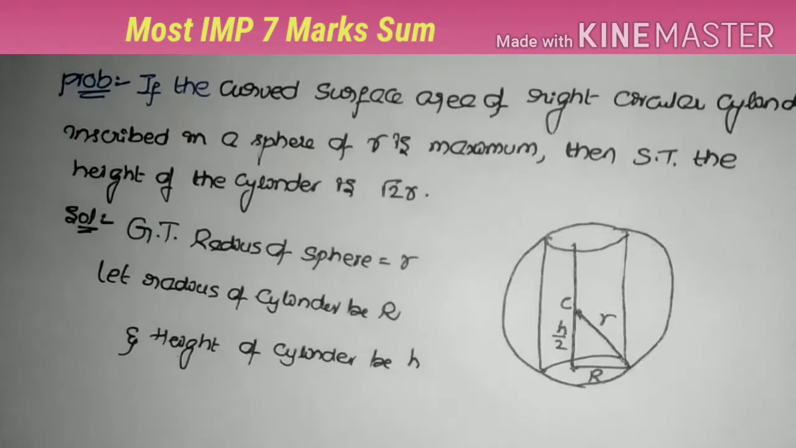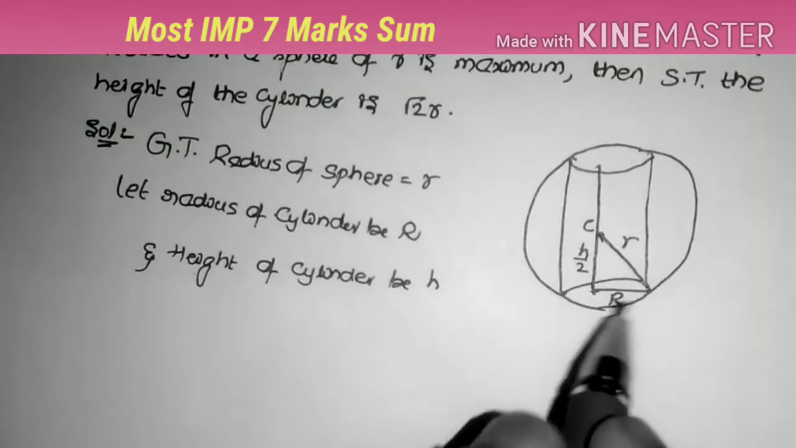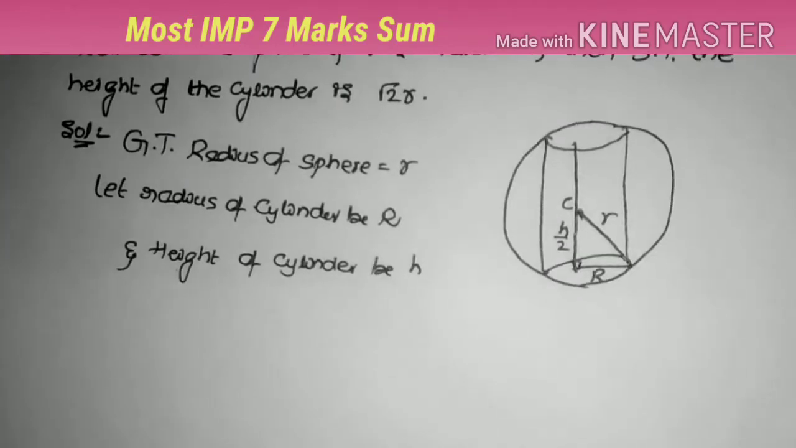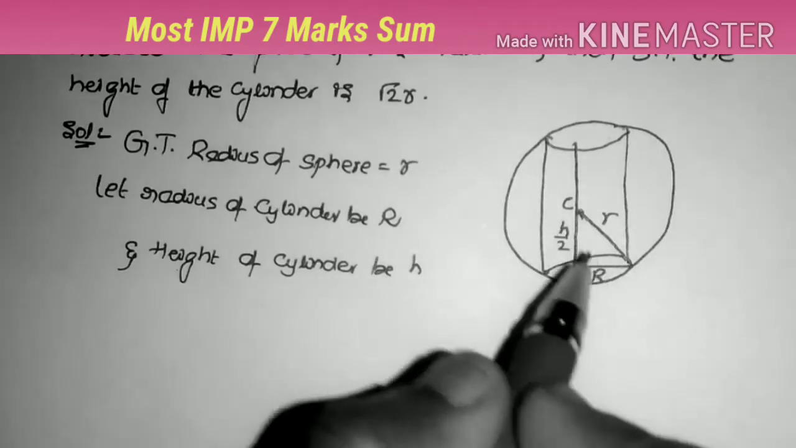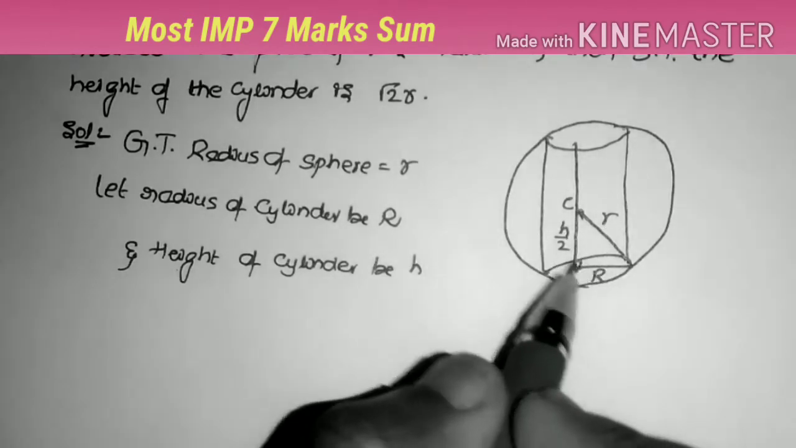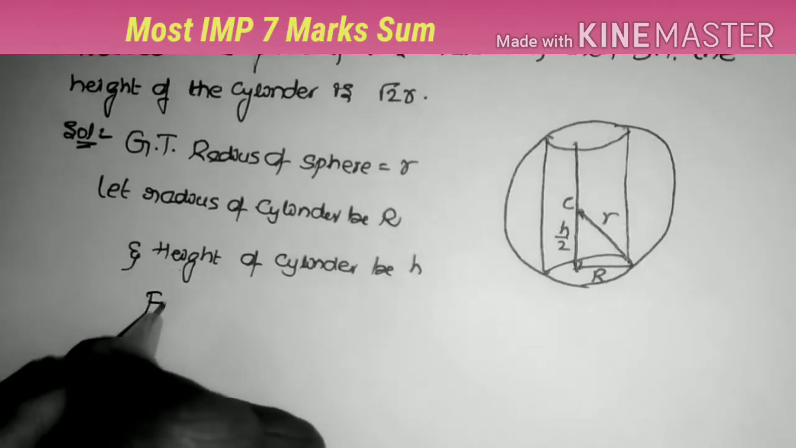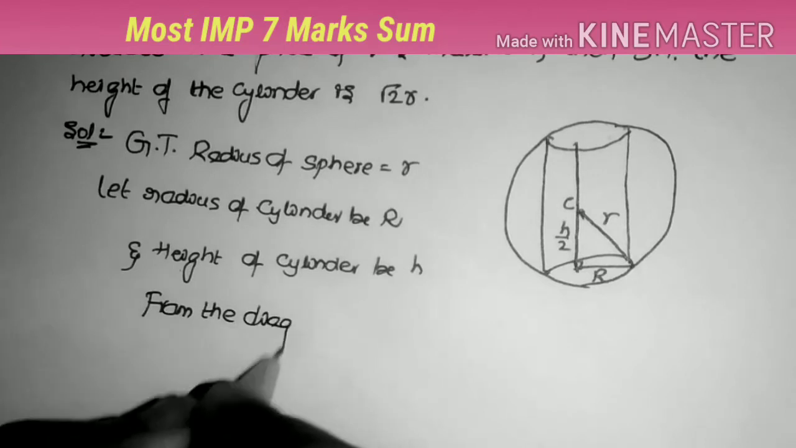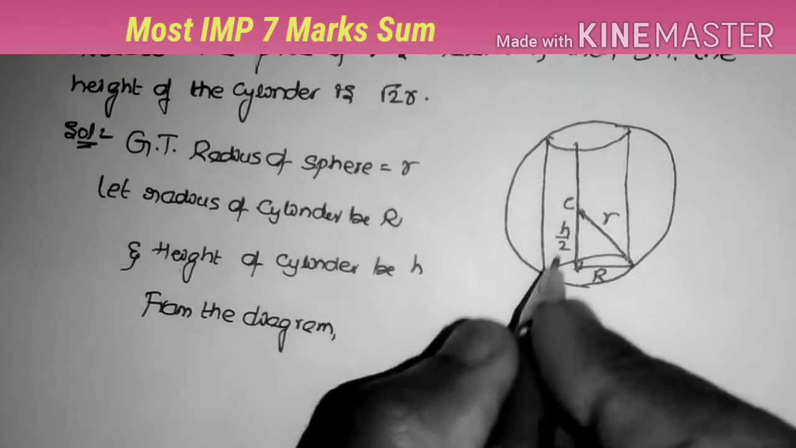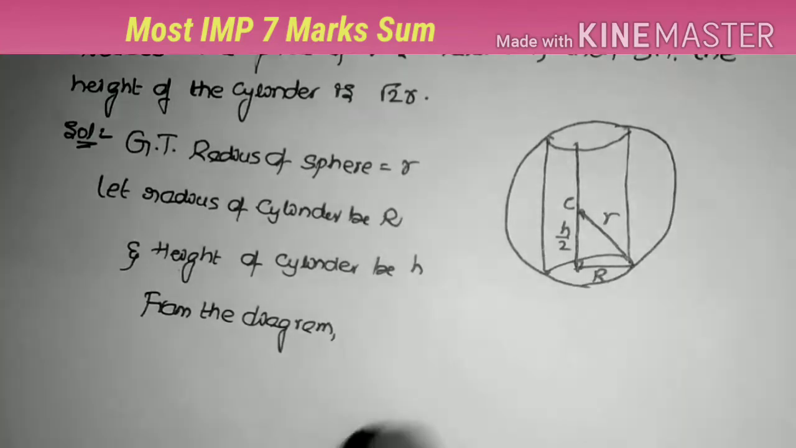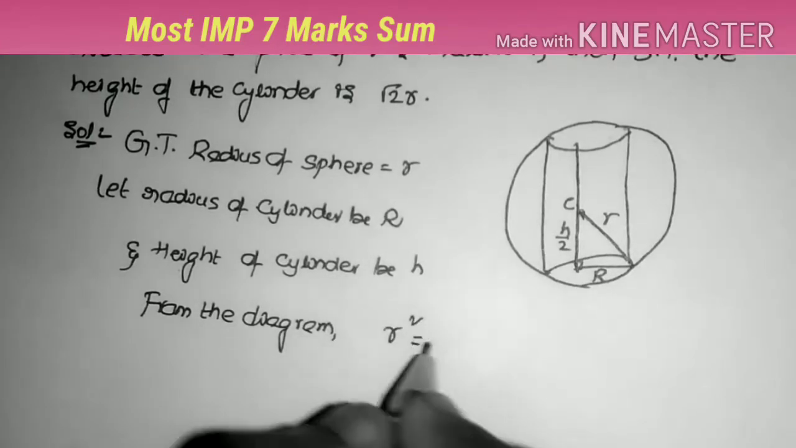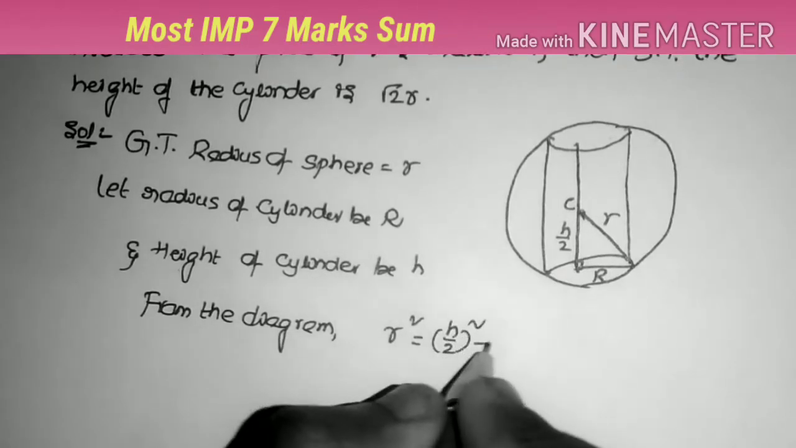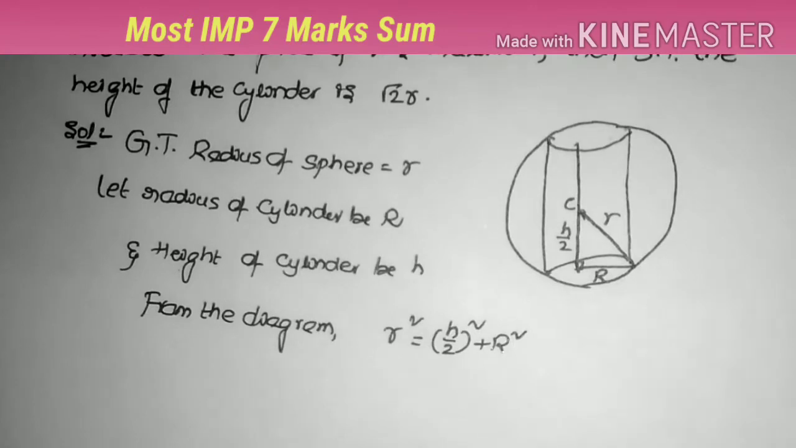From the diagram, clearly it is a right angle triangle. Since it is a right angle triangle, we apply the Pythagoras theorem. What is the Pythagoras theorem? Hypotenuse square is equal to side square plus side square. So in the diagram we have one right angle triangle, and we apply the Pythagoras theorem: hypotenuse square, r square, is equal to h by 2 whole square plus R square.